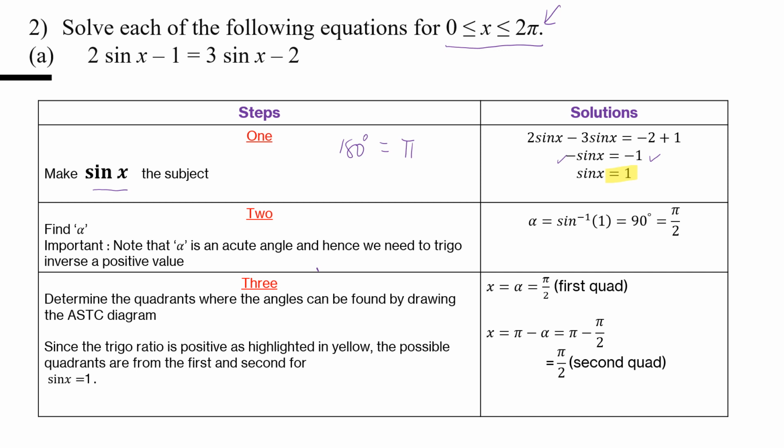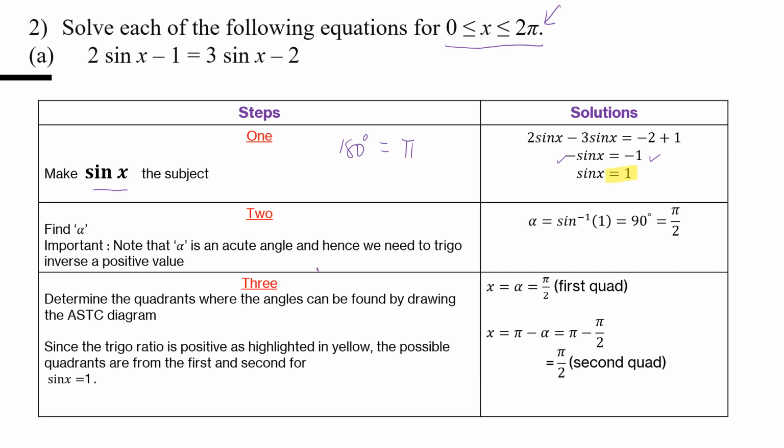It's the same, because angle can be measured in degree or radian. That's why we need to know the conversions. So 180 degrees is equal to pi radian. Therefore, 180 divided by 2 will give you 90 degrees, which is pi over 2. So 90 degrees is pi over 2.